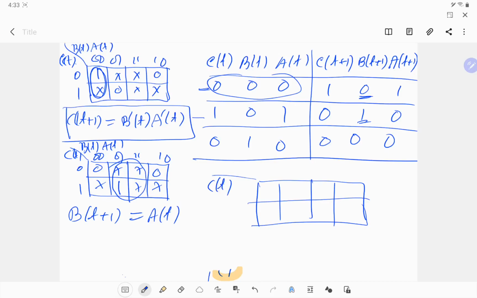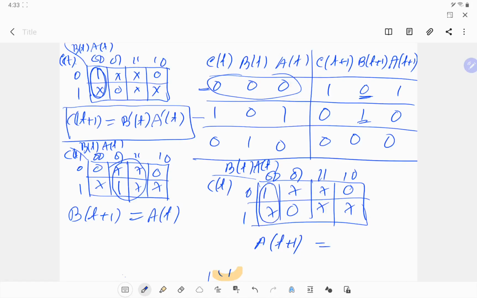C T, B T, A T, 0 1 0 0 0 1 1 1 1 0. Now for 0 0 0 we have 1 1 0 1 0 1 0 1 0 0 1 0 0. So 0 1 0 0, and the rest I don't care. So you can get A T plus 1. I think it should be okay.